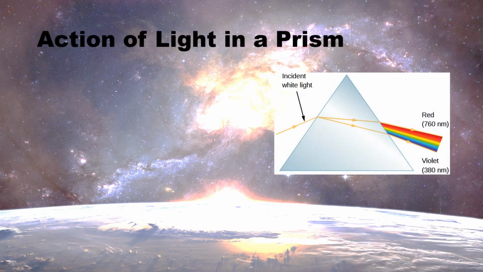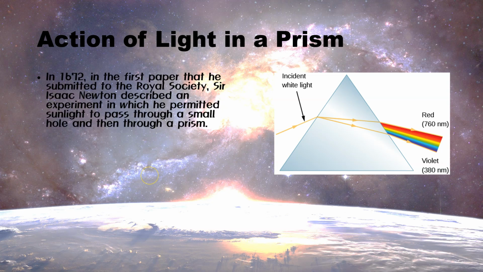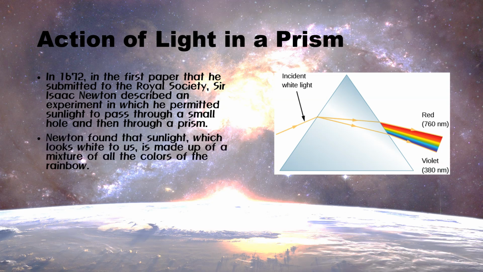So, let's first start by looking at light through a prism. Sir Isaac Newton in 1672 had submitted a paper to the Royal Society in which he described how sunlight can pass through a small hole and then through a prism. And when it does this, he found that sunlight, which appears to be pretty white to us, is actually a mixture of all the different colors that are in the rainbow.